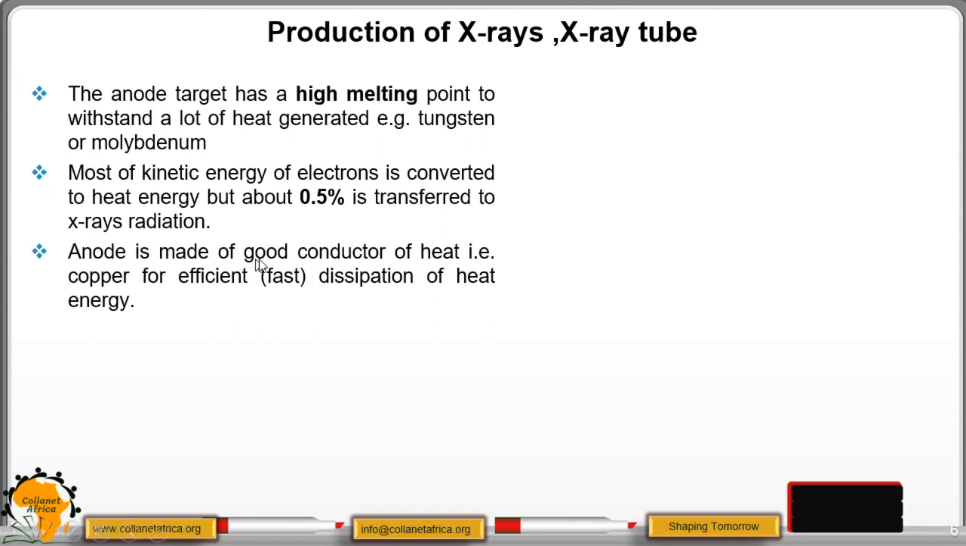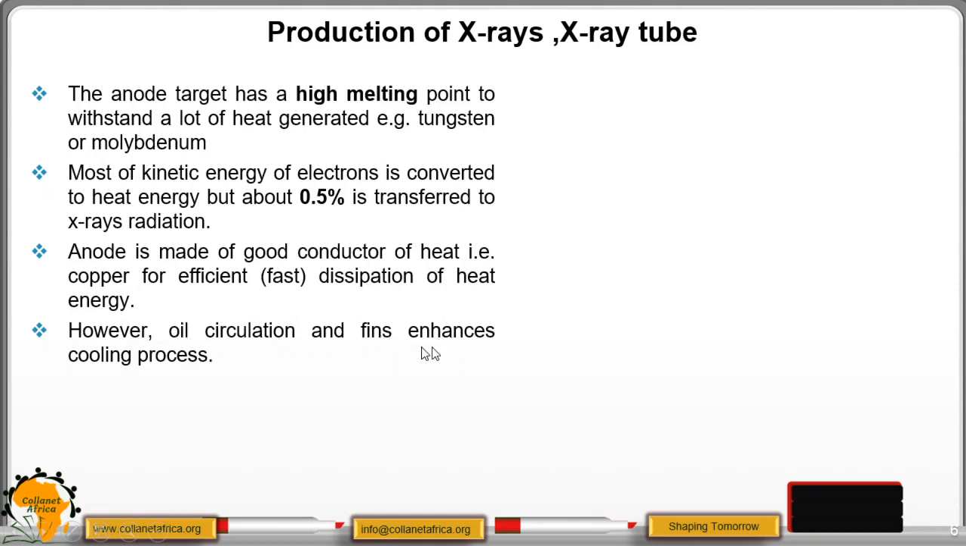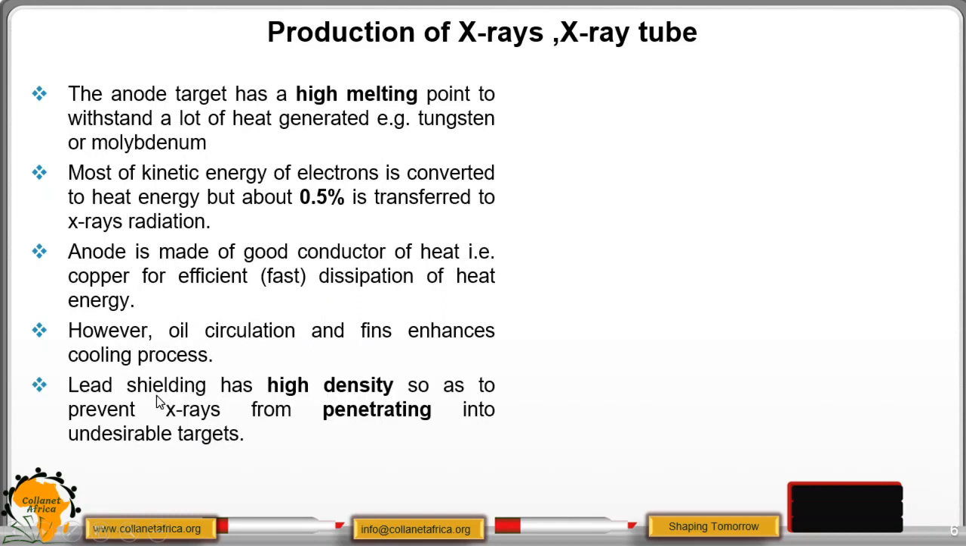And the anode is made up of a good conductor, and this will ensure that we have a fast dissipation of heat energy. And also we have the oil circulation and the cooling fins. This will enhance the cooling process. We also have a lead shielding that has a high density, and this will prevent the X-rays from penetrating into undesirable targets. Remember, we talked of lead absorbing any stray X-ray.